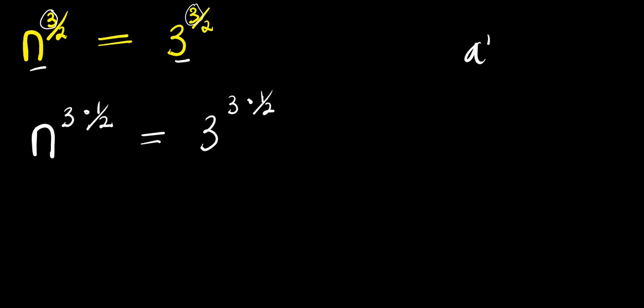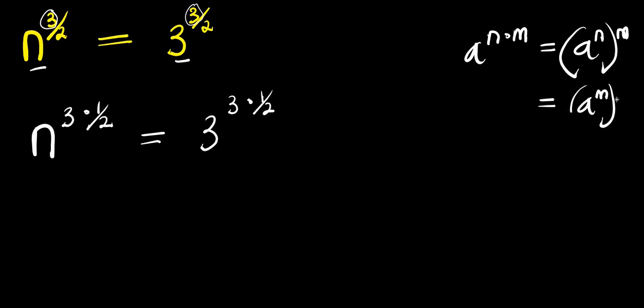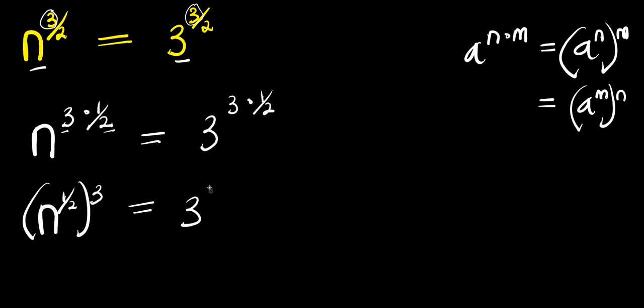Now, if you have a power m times n equals a power m to the power of n, and also equals a power n to the power of m. So this 3 here is my n. This is my n. So I'm going to have n power 1 over 2 to the power of 3 equals 3 power 1 over 2 to the power of 3.